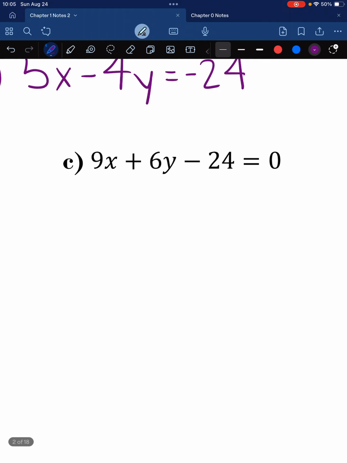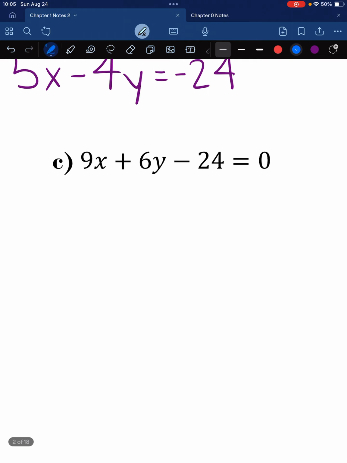Alrighty, on to C. So C looks like a nice easy start. X and Y are already on the same side, but we need to move this constant. So let's add 24 to both sides.